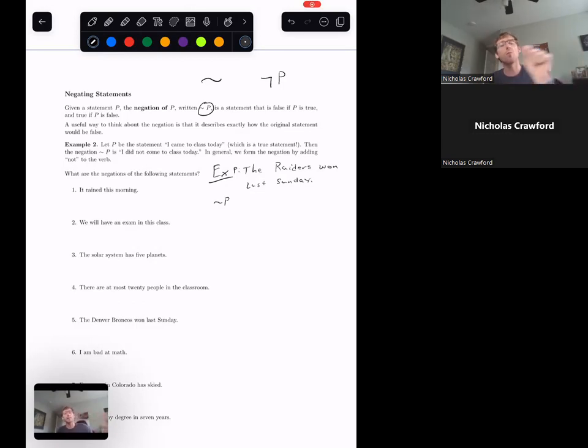Okay, it's that they did not win, because there's another option. They could have also tied, or they could not have played a game, right? So opposite is not the right way to think about this. The way you're going to want to think about it is putting that not in there, because it doesn't always capture all of the ways that the original statement could be false. So not P is that the Raiders did not win last Sunday.